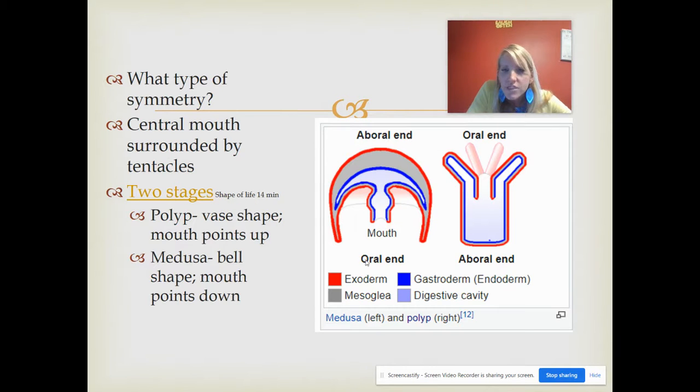All right, let's go over exoderm. Exoderm is the outer layer. That is the red part. The gastroderm, that would be the endoderm, is the blue layer. Cnidarians have 2 tissue layers, endoderm and exoderm.